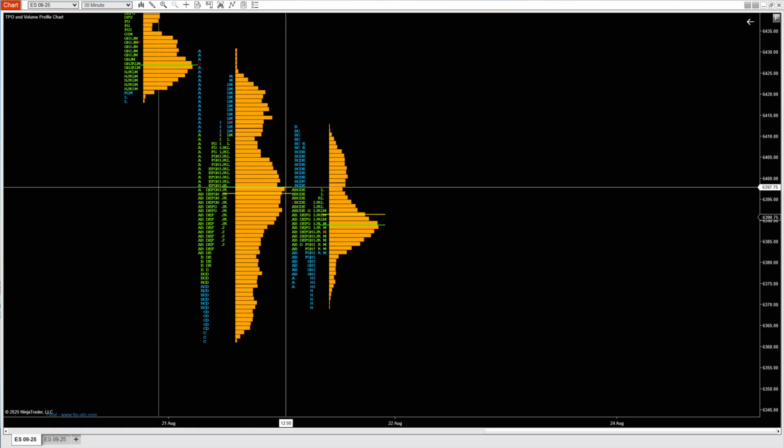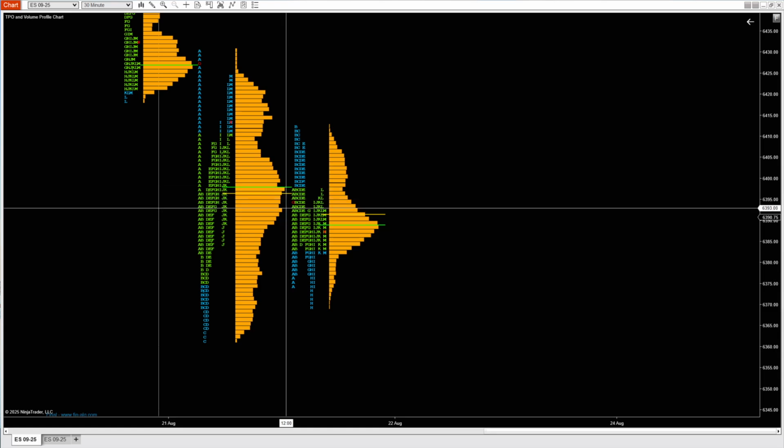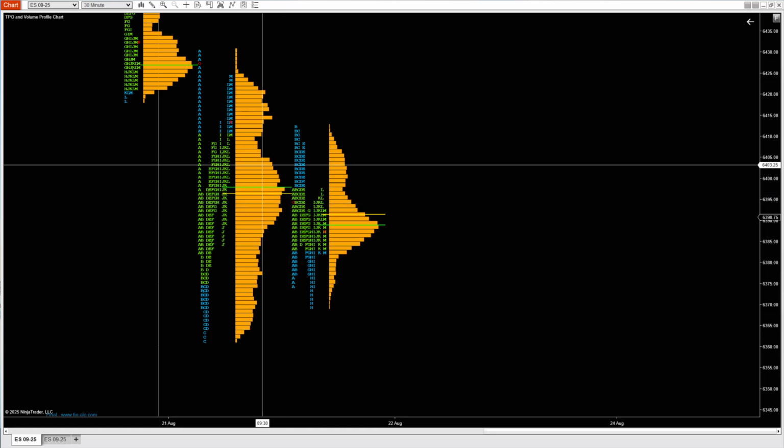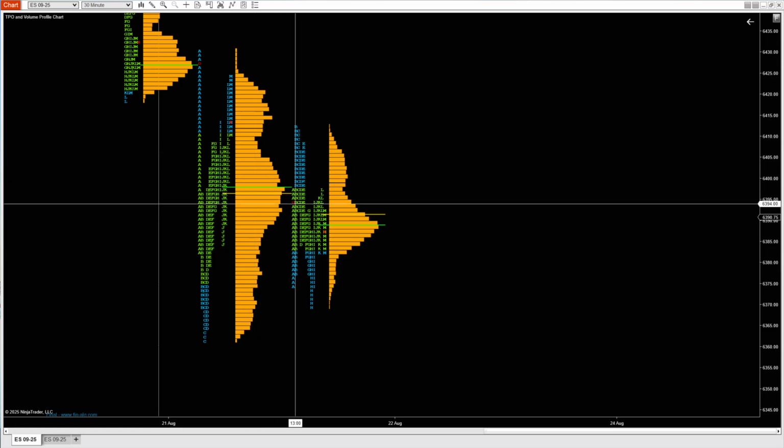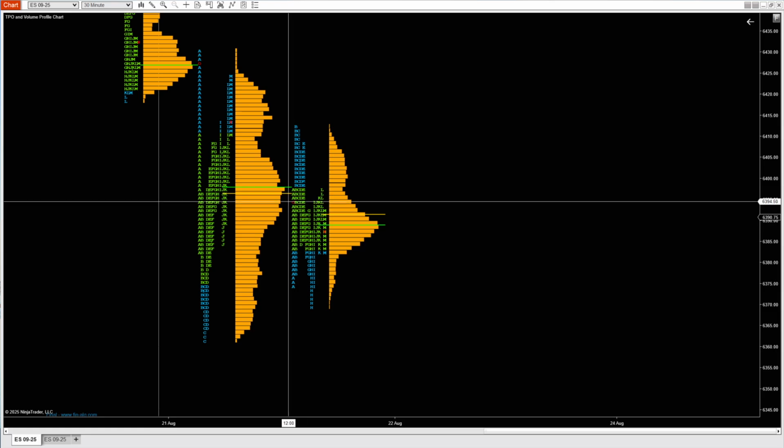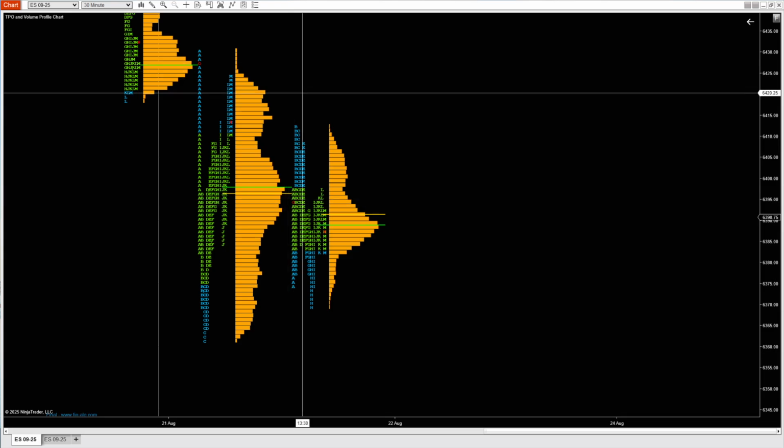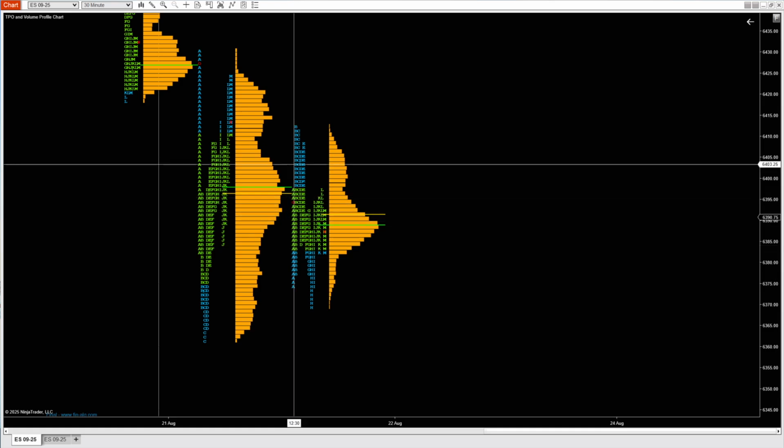So the POC is the green line. So the open is a balanced open, meaning it's not at the extremes of the profile. It is just exactly in the middle of the profile. So we expect the auction not to be a very runaway auction. It will be more like two-way.